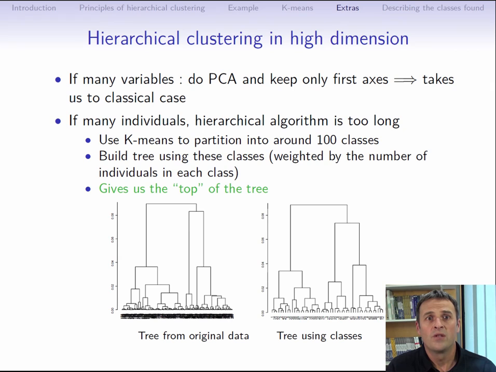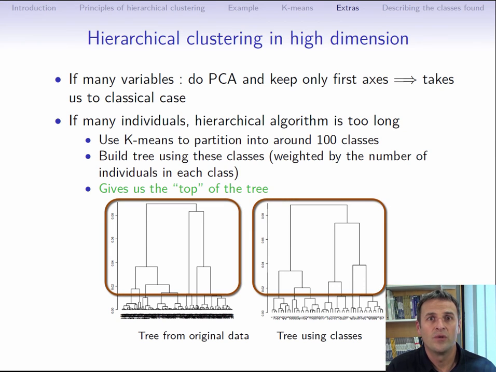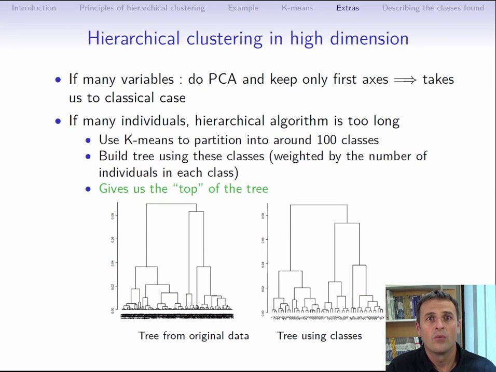Here is an example with 300 individuals. On the left, it's the tree built using all of them, and on the right, the one built after first partitioning them into 50 classes. We see that the tops of the trees are very alike, so our interpretation of them will be similar.